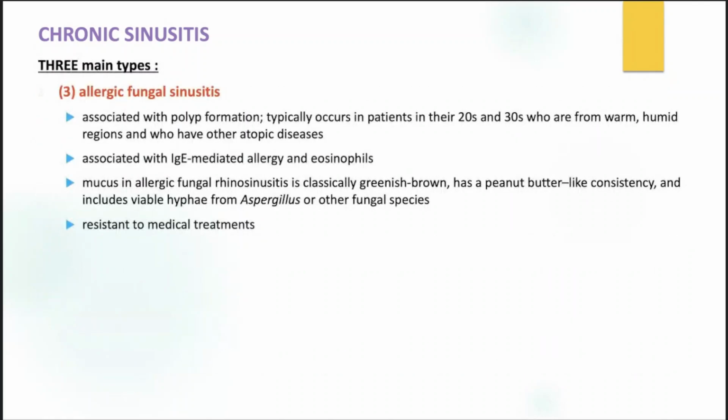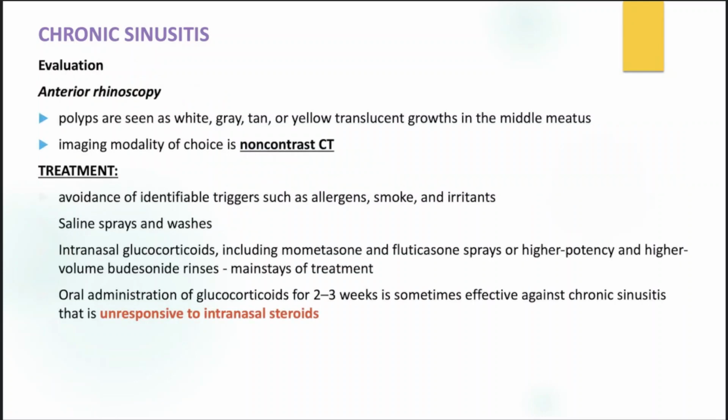So allergic fungal sinusitis is the third type. It's usually associated as well with polyp formation, occurring in patients in their 20s to 30s who are from a warm, humid region and who have other atopic diseases, like asthma and allergic rhinitis, associated with IgE mediated allergy and eosinophils. And the mucus in allergic fungal rhinosinusitis is usually greenish brown, with a peanut butter like consistency, which includes viable hyphae from Aspergillus or other fungal species. And these are usually resistant to medical treatments.